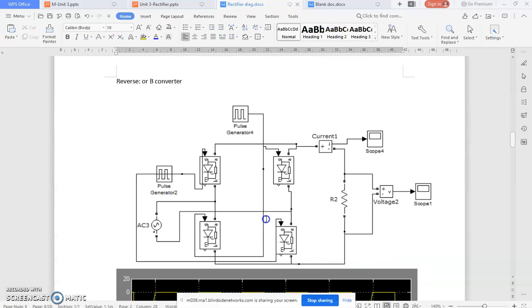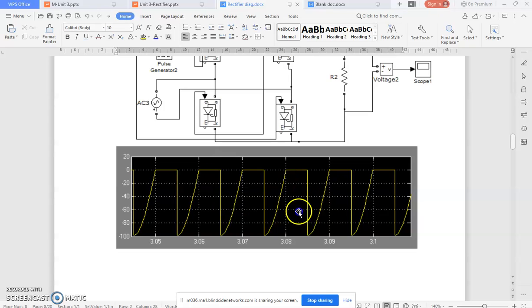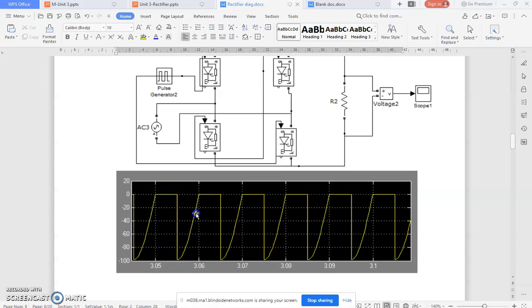Suppose I am going to reverse the thyristors. See, I have connected the thyristors reversely. If I connect them reversed, the source should also be connected reversed. If I connect the source reversed, then what will happen? My waveform is a negative waveform. This is called a B converter. See the output voltage below, very important, B converters.